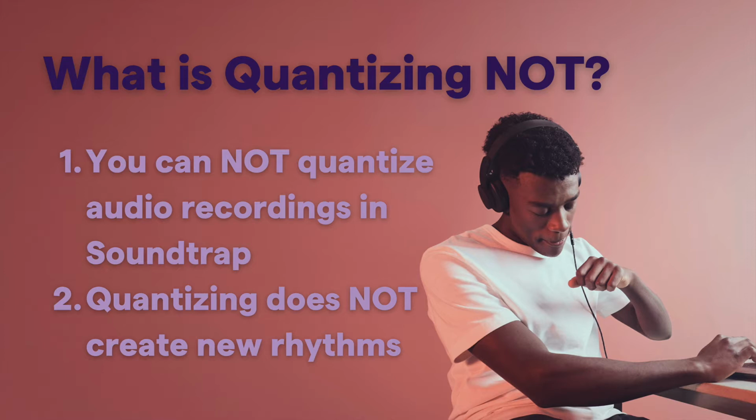Before we talk about how to do it, let's talk about what it cannot do. You can't quantize audio recordings in Soundtrap. Just MIDI and just software instrument recordings can be quantized, not audio recordings. Another thing quantization is, it does not create new rhythms. It just takes the rhythms that you've recorded and fixes them or aligns them to the grid.